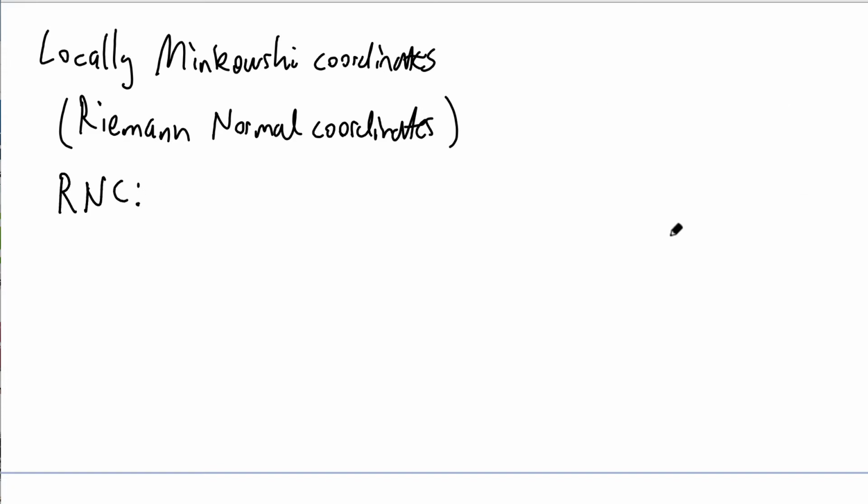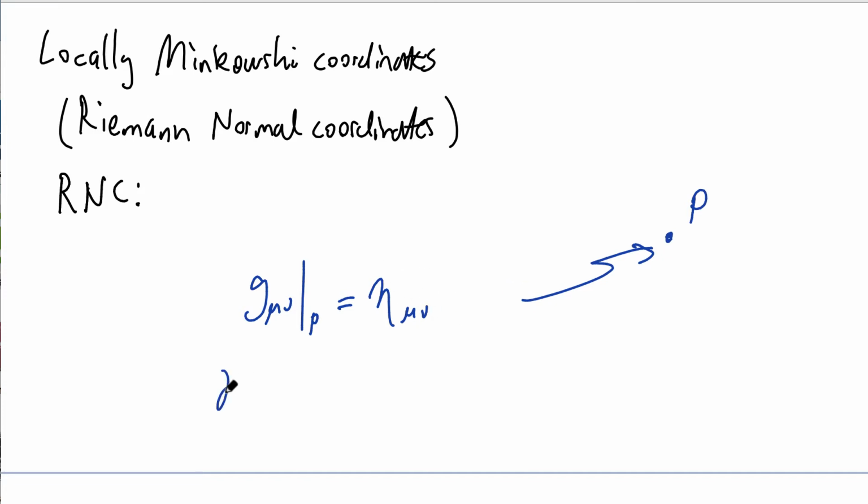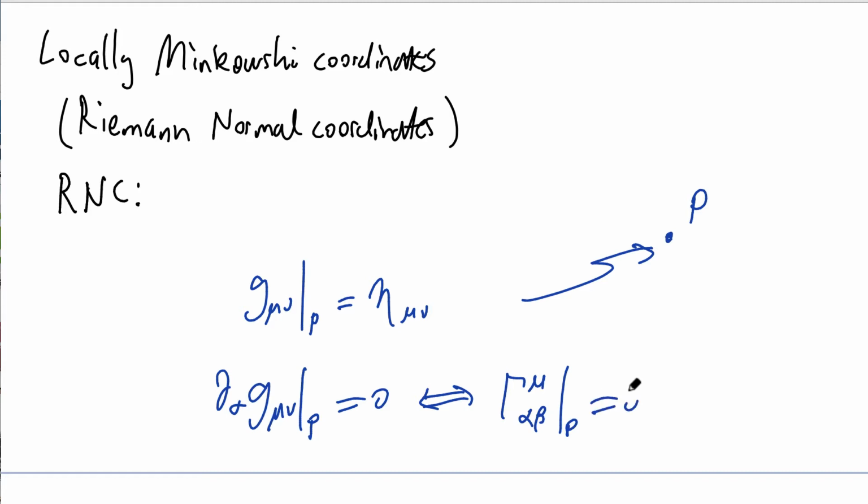The idea is that in a neighborhood of any point P, we can always choose coordinates such that the metric at point P looks just like the flat space-time metric in Minkowski coordinates, so that's -1, 1, 1, 1 down the diagonals. And also, the coordinates can be chosen such that the derivatives of the metric at that point vanish. And of course, that is equivalent to saying that the Christoffel symbols at point P vanish.